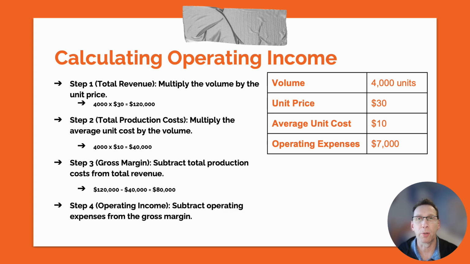Finally, step 4 is determining your operating income. This is where you subtract the operating expenses from the gross margin. So in this case, 80,000 minus 7,000 is equal to 73,000, and that's how you get your operating income.